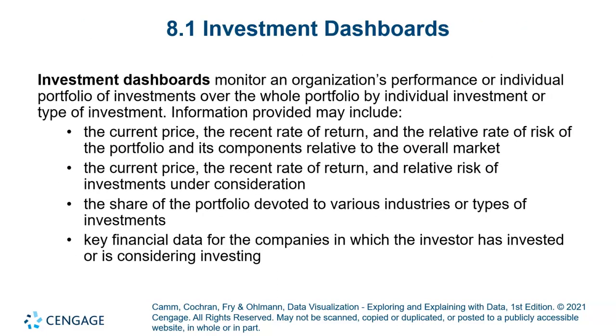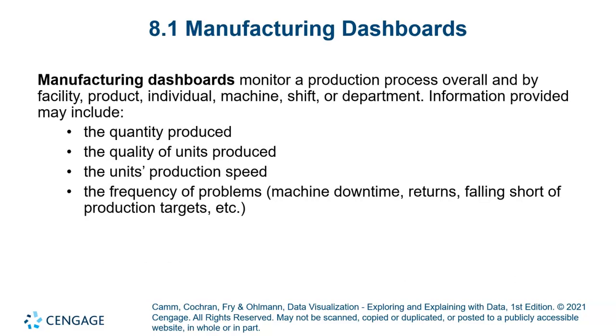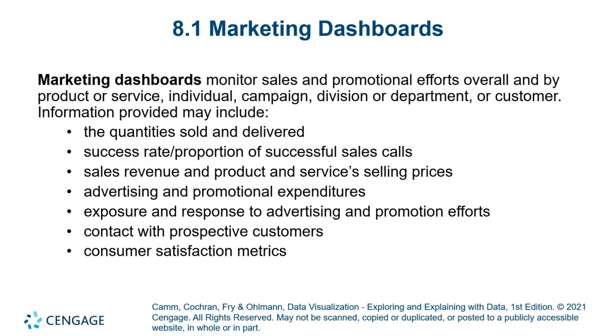We have different kinds of dashboards. One example is an investment dashboard, for banks or for the stock exchange. Another is for manufacturing. In a manufacturing dashboard, you can represent quantity, quality, units, frequency of machine failures, and failing parts which are to be replaced. In a marketing dashboard, we usually put information about customers, quantity, success rate, sales, advertising exposure to responses, and customer satisfaction metrics as well.